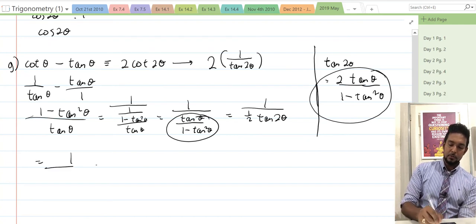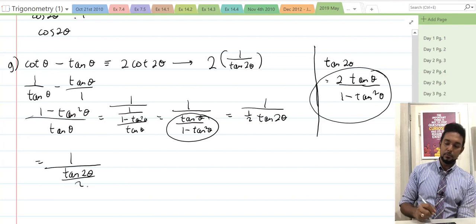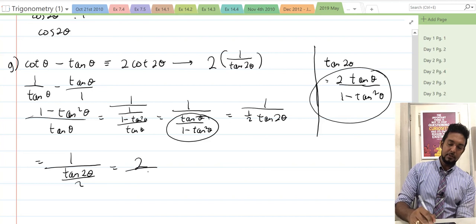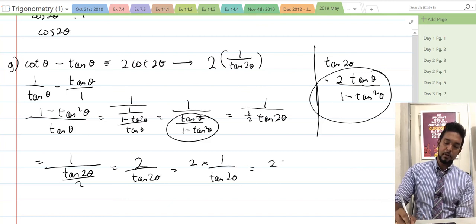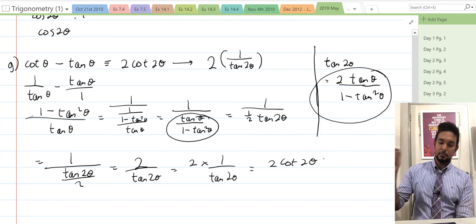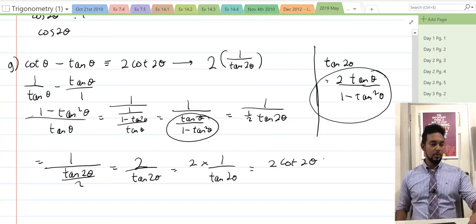So that's 1 over tan 2 theta over 2. Which means that if you invert that, you get 2 over tan 2 theta, which is 2 by 1 over tan 2 theta, which is equal to 2 by cot 2 theta. And there you go. All right.